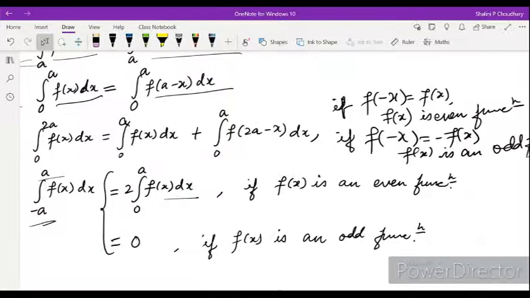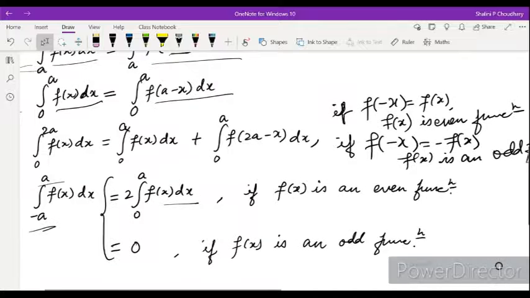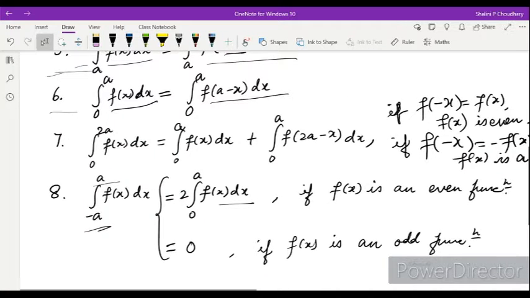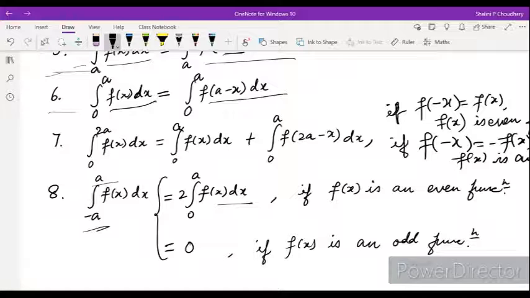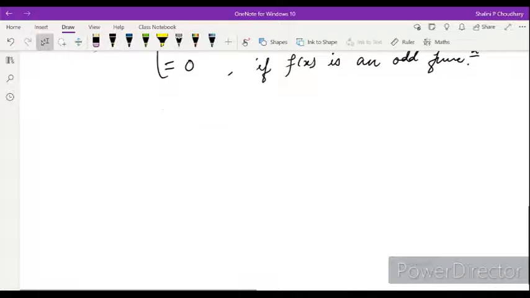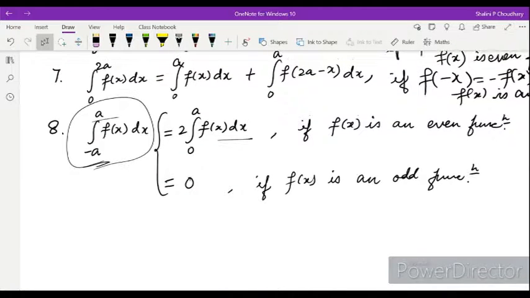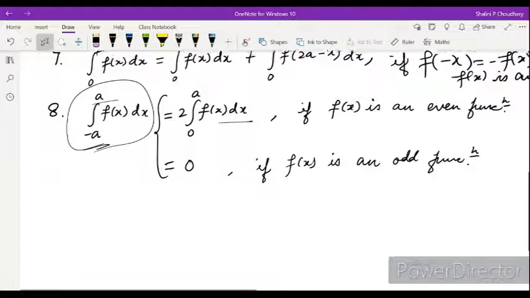Even, what for minus also we are getting f(x). So that is an even function. So in that case, we'll get 2 times the integral from 0 to a of f(x) dx. But it will be 0 if f(x) is an odd function. Okay. So now based on this concept and these properties, we'll do some questions.